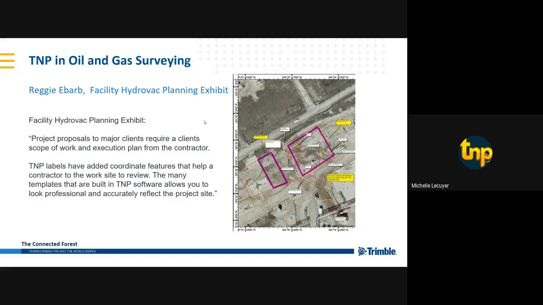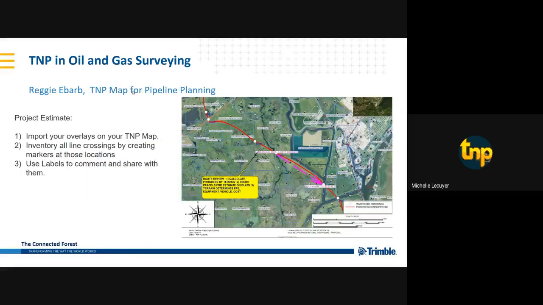TerrainNavigator Pro labels have been added to the coordinate features that help a contractor to the work site to review. The many templates that are built into TerrainNavigator Pro allow you to look professional and accurately reflect the project site. Here's an example of a TerrainNavigator Pro desktop map for pipeline planning.